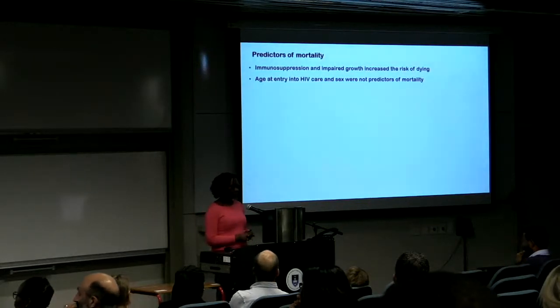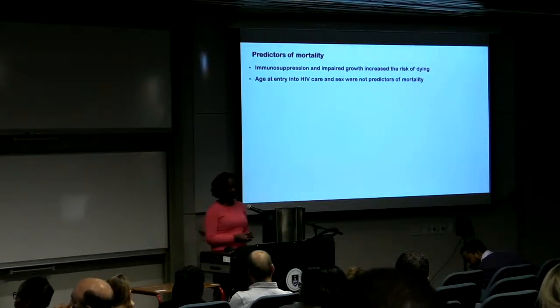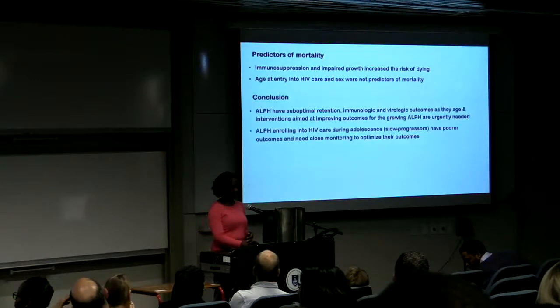And then looking at the predictors of mortality, we found that immunosuppression and having impaired growth increased the risk of dying. But after adjusting for the other covariates, age at entry into care and sex were not associated with mortality.